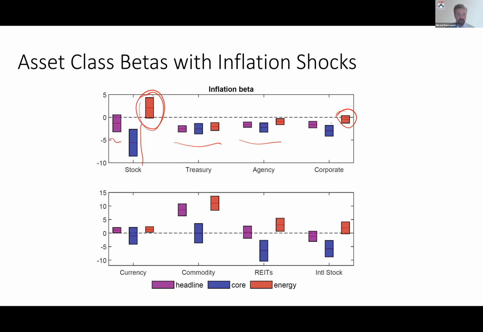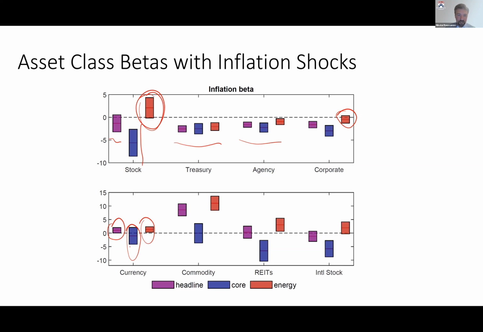Well, currencies, a broad basket of currencies vis-a-vis the US dollar, look like they have a positive beta on headline inflation. When you split them into core and energy, core is negative, although maybe not statistically significantly so, but it basically doesn't give you any hedge, nor does it suffer from inflation, perhaps. All of the hedging properties are coming from energy.